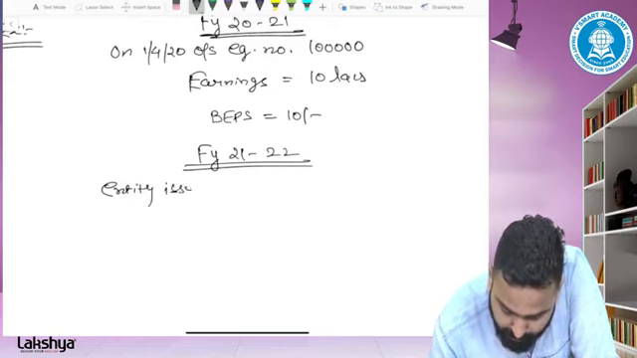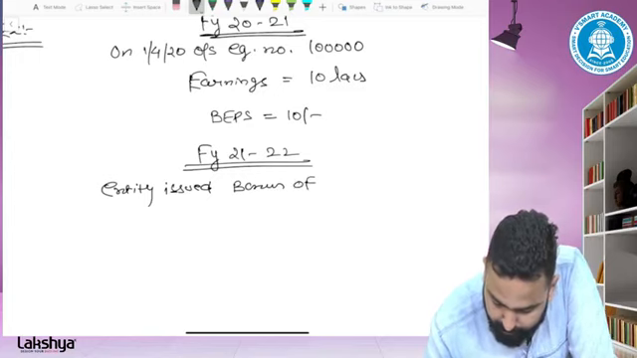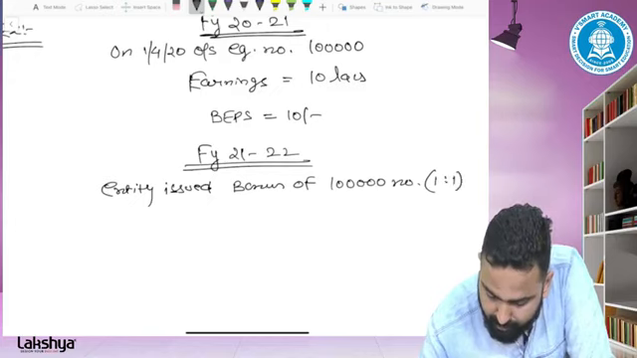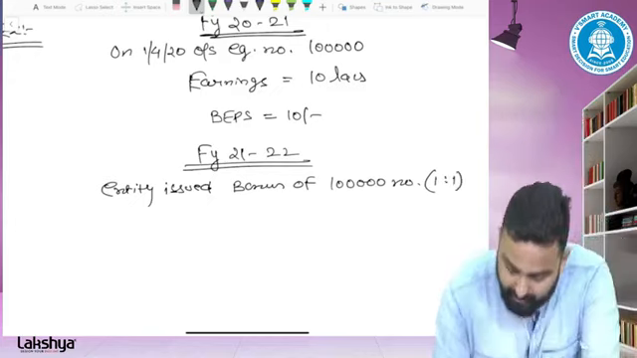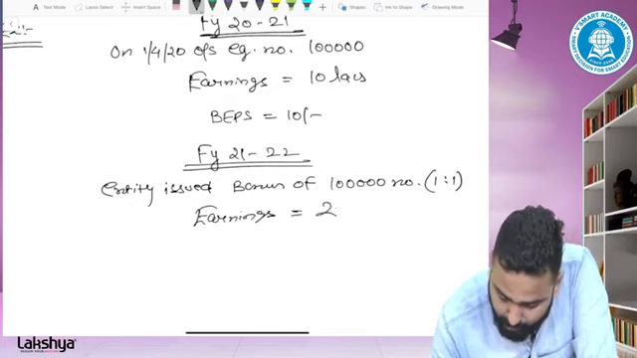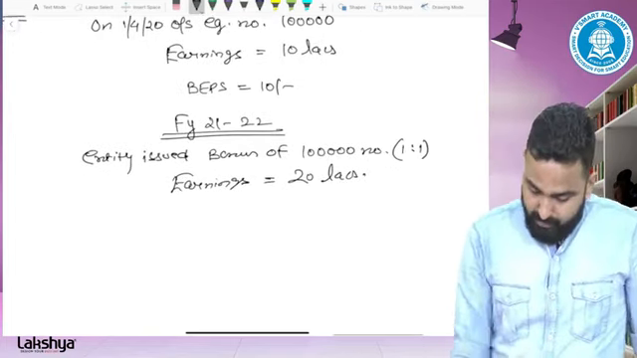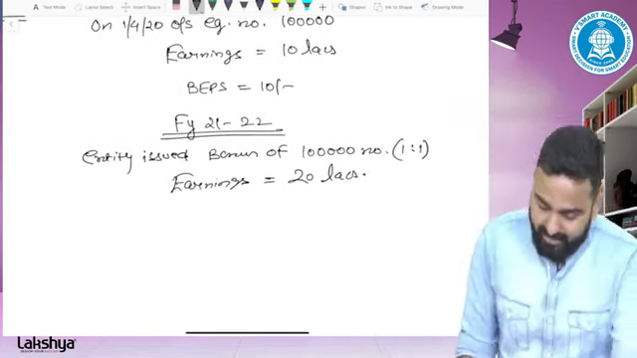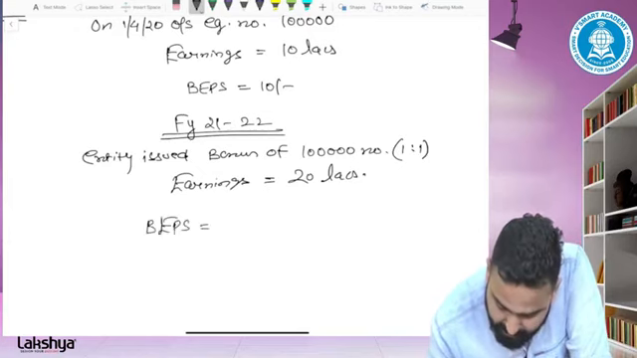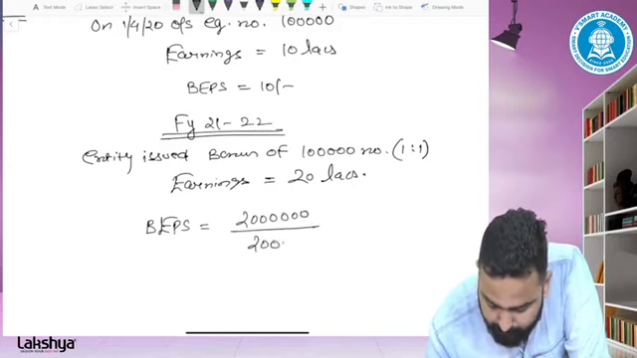the entity issued bonus of 1 lakh numbers, 1:1. Earnings are 20 lakhs. Basically, what will be the basic EPS? The basic EPS will be 20 lakhs divided by 2 lakh.